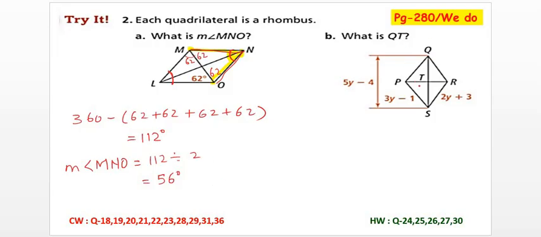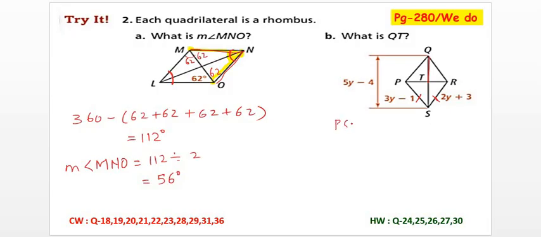It says find QT. Now where is QT? This part is QT, right? Until I do not have the value of y, I cannot find how long QT is. So how can we find the value of y? Because it's a rhombus, this part PS will be congruent to SR, right?